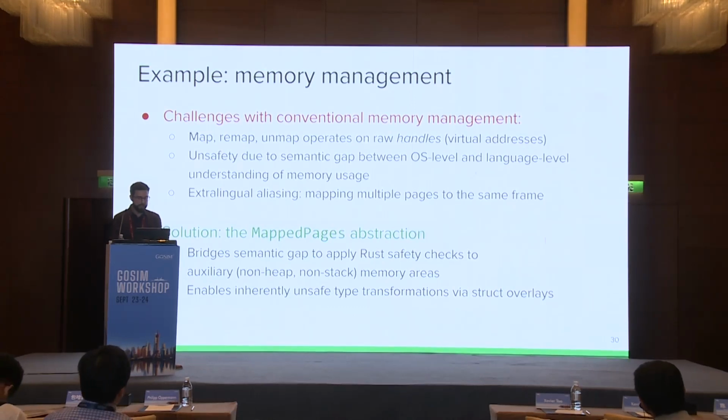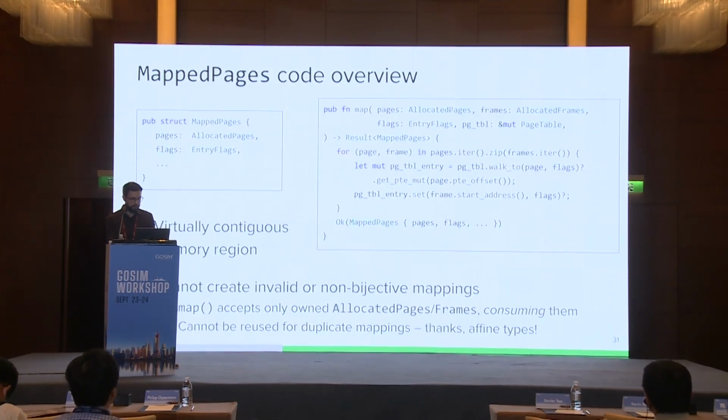The idea here is that this bridges that semantic gap between the OS level and the Rust language level, right? And it allows Rust, the compiler, to apply its typical safety checks to all of those other non-heap, non-stack memory areas. So any arbitrary memory can be checked, right? So let me show you how that works.